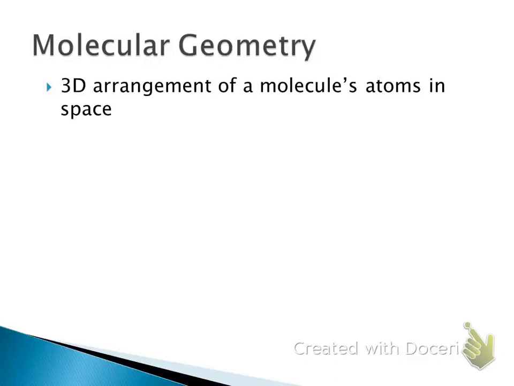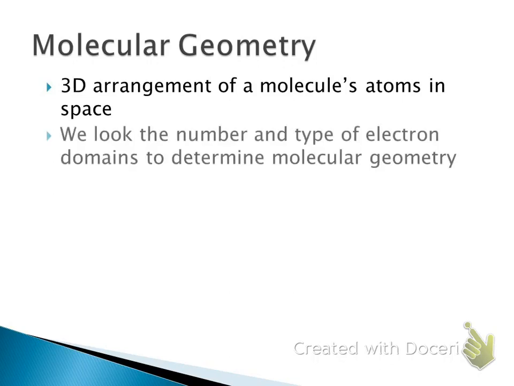So molecular geometry is going to look specifically at the three-dimensional arrangement of an atom, of its electrons, of everything that goes into that molecule in space. So now we're going to take those two-dimensional pictures that we drew, and we're going to be able to look at them and shape them and view them in 3 dimensions.